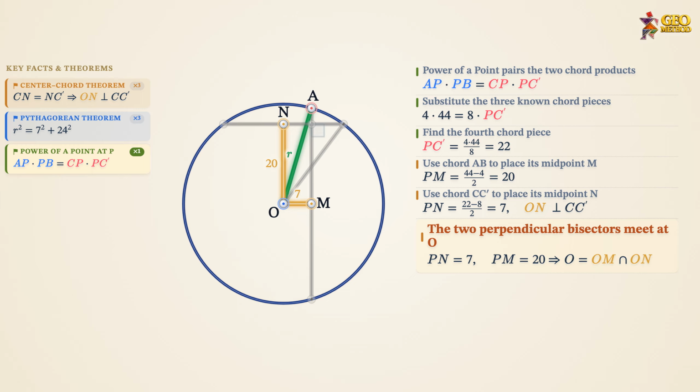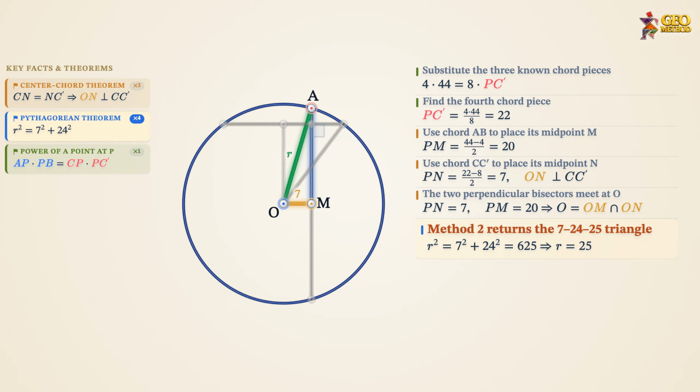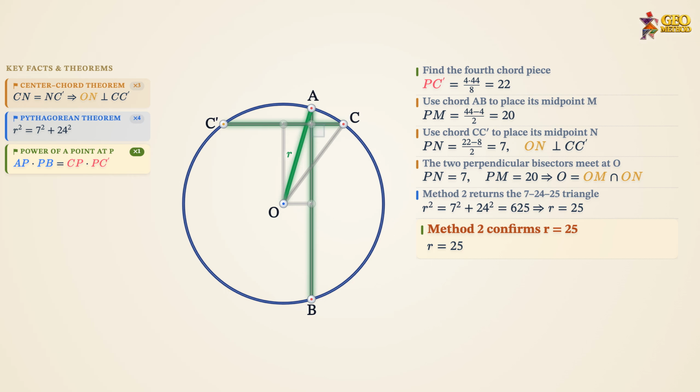From A to O, the legs are therefore 7 and 24. Now, Pythagoras on the right triangle from O to A gives r squared equals 7 squared plus 24 squared. That is 625, so r is 25 again. The second method is independent of the coordinate equations. Power of a point completes the missing chord, and the two chord midpoints locate the center. It confirms r equals 25.